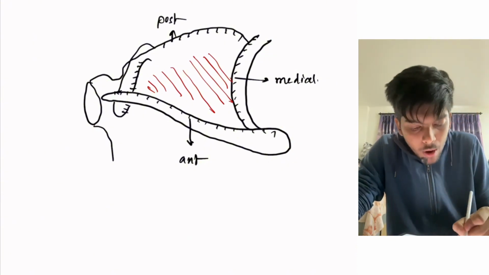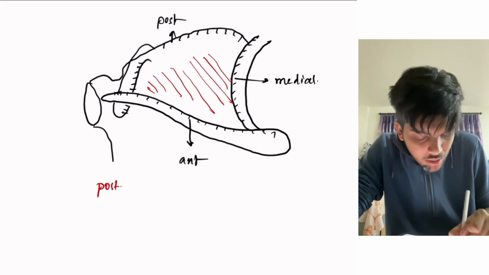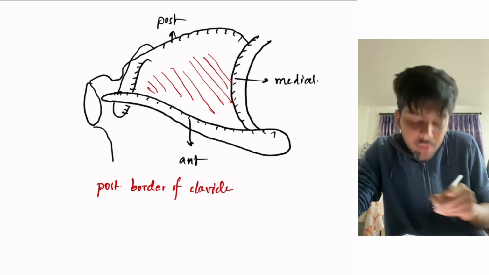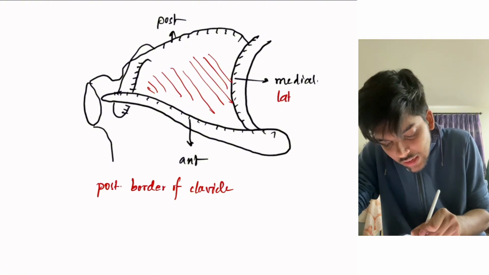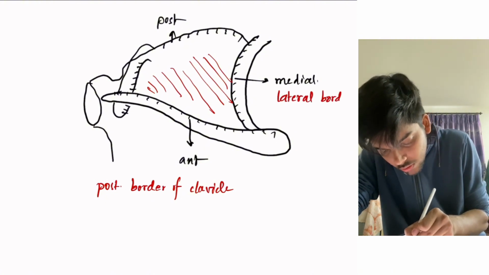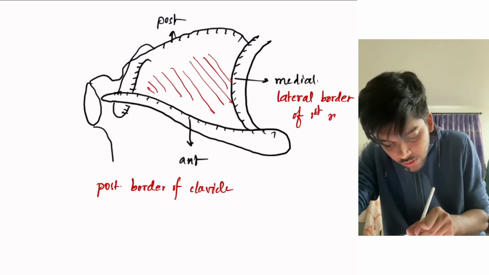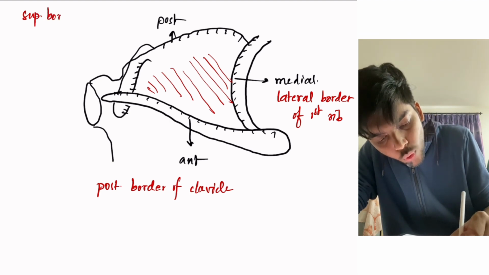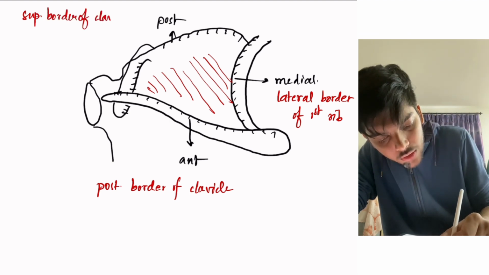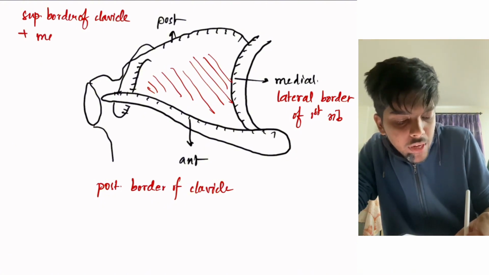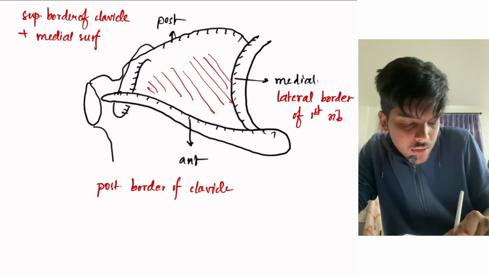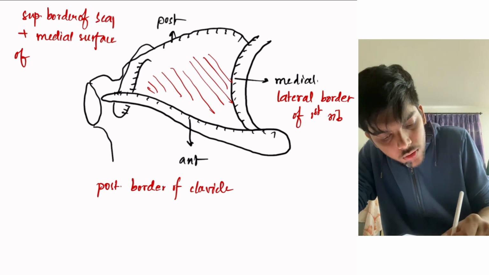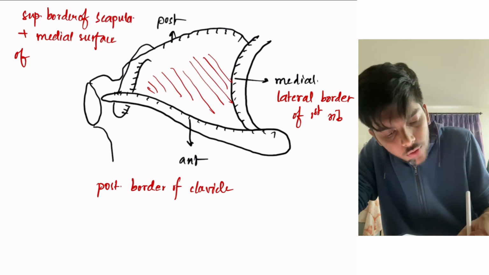The anterior boundary is formed by the posterior border of clavicle. The medial boundary is formed by the lateral border of first rib, and the posterior boundary is formed by the superior border of clavicle along with the medial surface of, wait, did I just write clavicle? Sorry, border of scapula along with the medial surface of coracoid process.